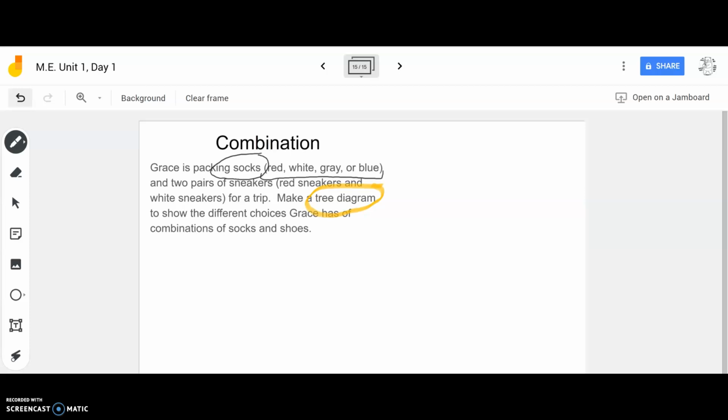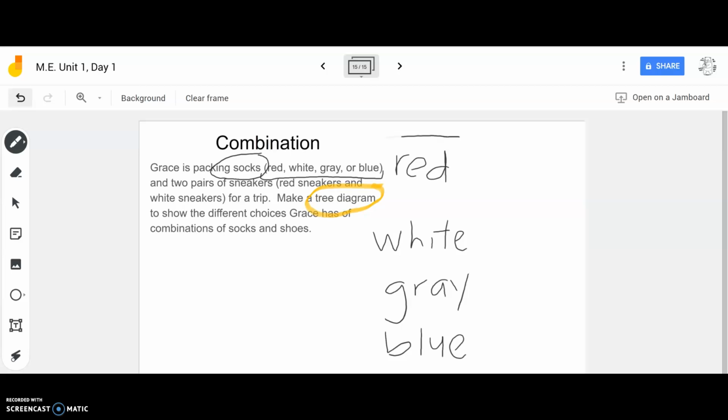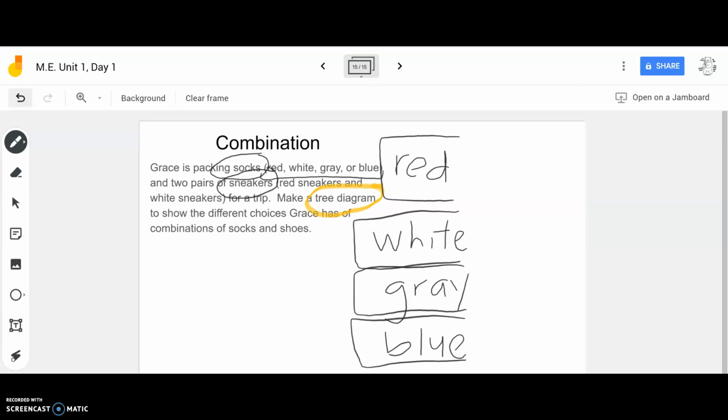So my trunk is going to start with red, white, gray, and blue. So this time, I actually have 4 trunks of trees in my forest. There they all are. And then my second category, which is sneakers, I see 2. Which means every trunk needs 2 branches.